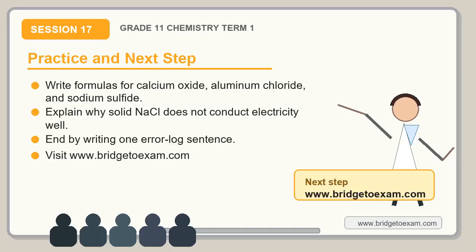Before you leave, practice actively. Task 1. Write formulas for calcium oxide, aluminum chloride, and sodium sulfide. Task 2. Explain why solid sodium chloride does not conduct electricity well. Task 3. Describe what a formula unit means. At the end of your study, write one sentence beginning, "The chemistry idea I must remember is."